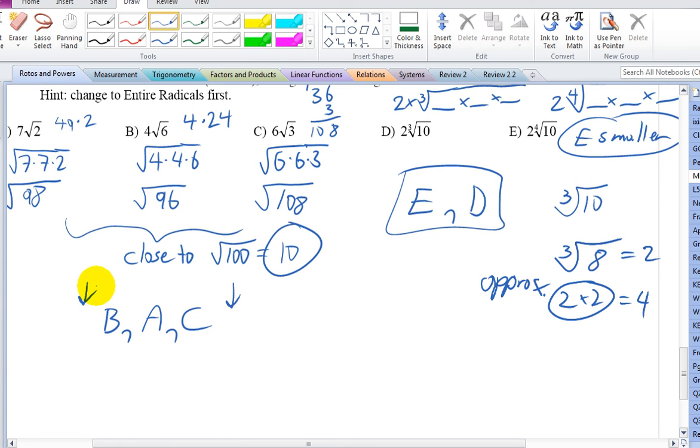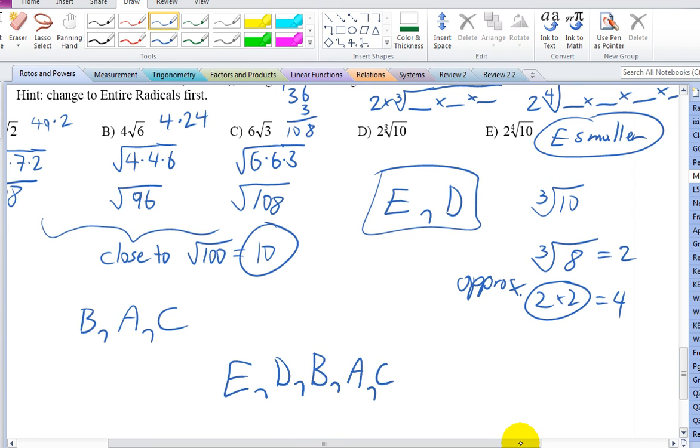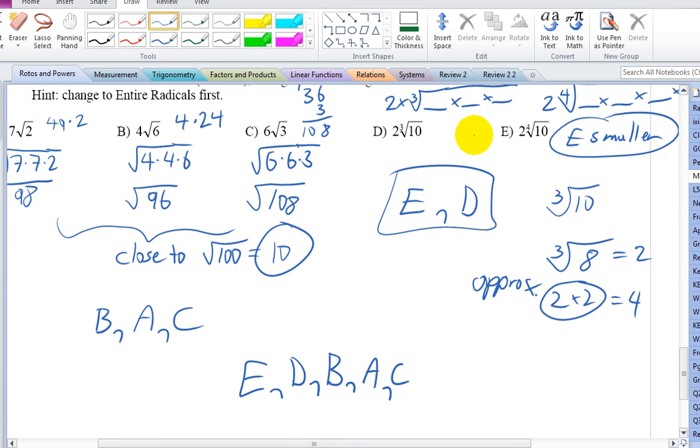Yeah, because there are a lot. 4 is a heck of a lot smaller than 10. Okay, so we should have here E, D, and then B, A, C. So what we did is compared within similar groups and then compared the two groups together, estimating. So the final answer for B and E would be what you have above.